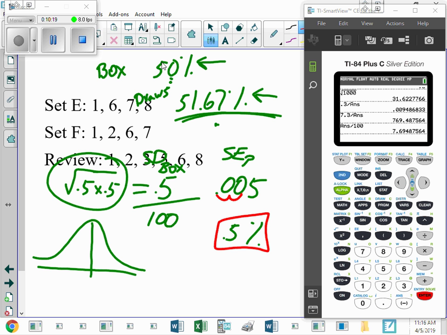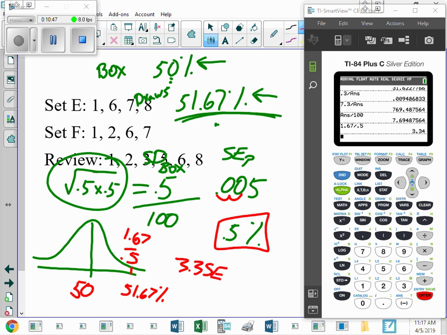Okay, so I expect 50%. My sample yielded 51.67%. How far is that in terms of SEs? So 1.67 divided by 0.5 is 3.3 SEs. Now, we understand what that means. Do we accept or reject the null hypothesis? We reject. Why? We're just too far to the right.